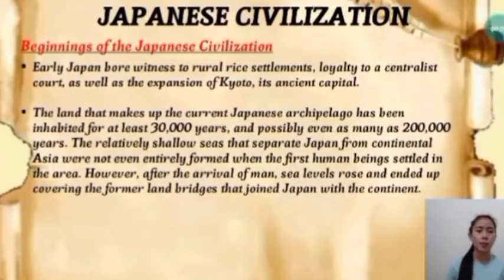Japanese civilization. Beginnings of Japanese civilization. Early Japan bore witness to ruralized settlements, loyalty to a centralist court, as well as the expansion of Kyoto, its ancient capital. The land that makes up the current Japanese archipelago has been inhabited for at least 30,000 years, and possibly as many as 200,000 years. The relatively shallow seas that separate Japan from continental Asia were not even entirely formed when the first human beings settled in the area. However, after the arrival of man, sea level rose and ended up covering the former land bridges that joined Japan with the continent.